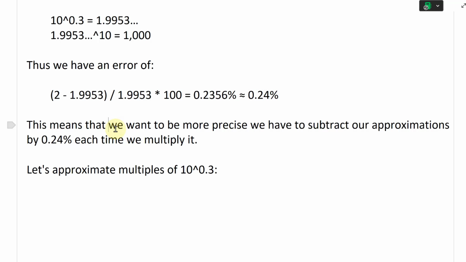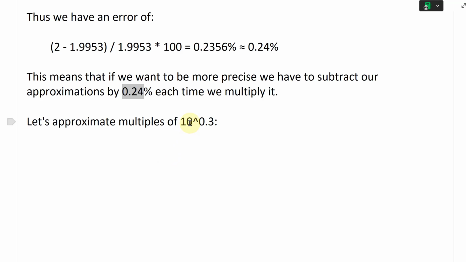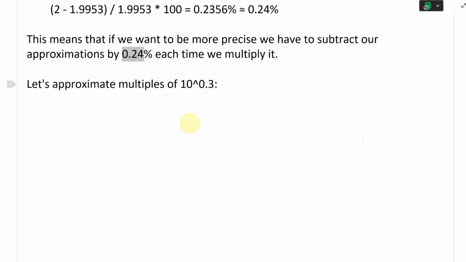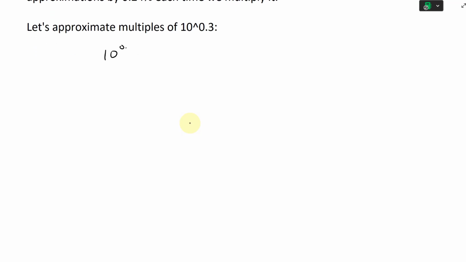So going further, this means that if we want to be more precise, we have to subtract 0.24% from our approximation each time we multiply. So let's approximate multiples of 10 to the power of 0.3. What I mean by this is, first of all, we have 10 to the power of 0.3, which is approximately equal to 2. All right, so we have this. We're going to bold that.